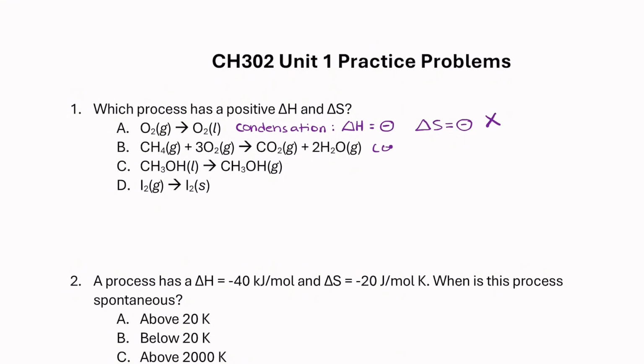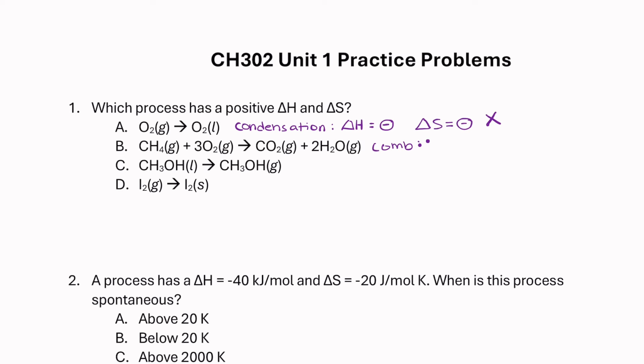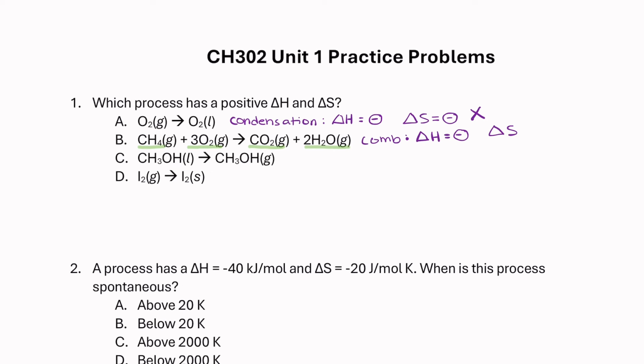B is the combustion of methane. Combustion reactions release heat, so delta H is negative. This reaction is exothermic. Now let's check entropy. On the reactant side, we have 1 mole of methane gas and 3 moles of oxygen gas for a total of 4 moles of gas on the reactant side. Then going into the product, we have 1 mole of carbon dioxide and 2 moles of water vapor. So on the product side, we have a total of 3 moles of gas. Going from 4 to 3 moles of gas means entropy decreases, so delta S is negative. Both signs are negative here too, so B is not correct.